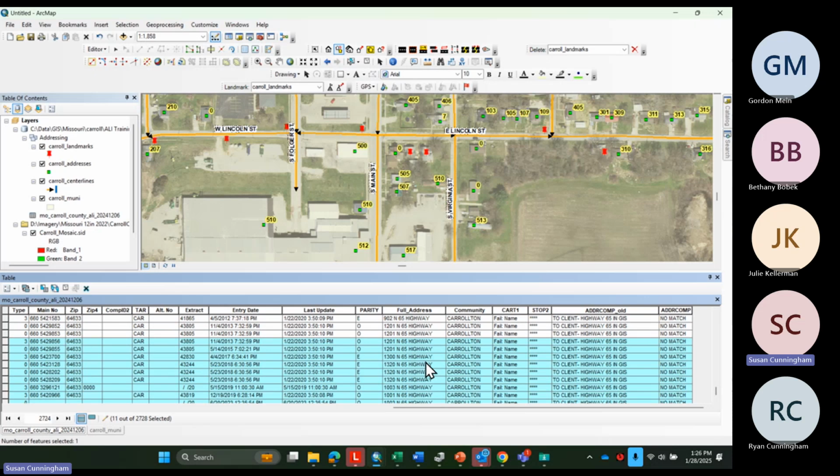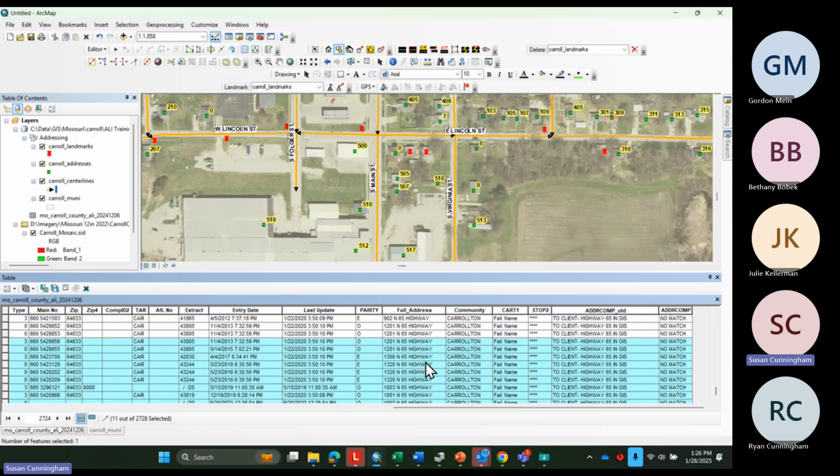I think, Ryan, on this one, didn't she eventually just tell us to change it all to Highway 65? I think that's what we did. Yeah, but we had to consult. There are going to be some that you just don't know. Your GIS says one thing, their data says something else. And in this case, these were city addresses on the edge of Carrollton where the highway happened to come through.